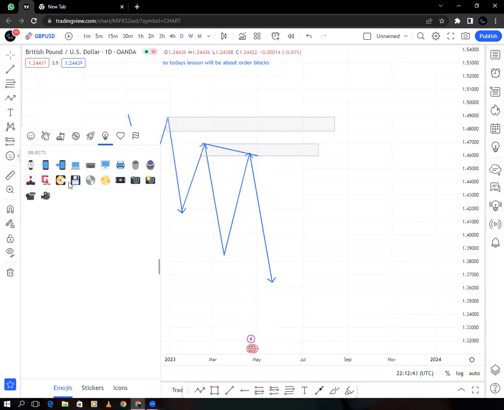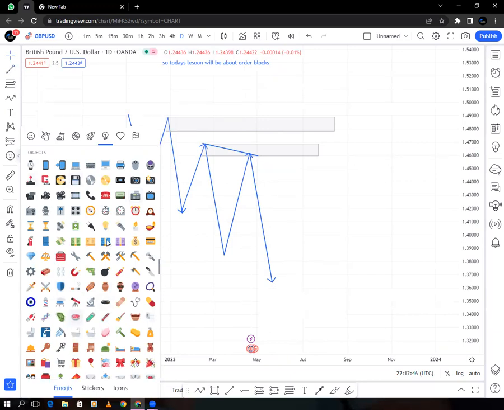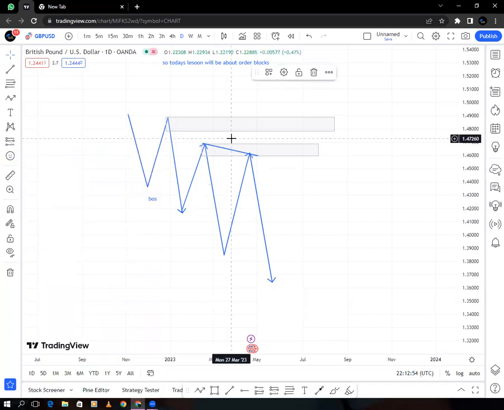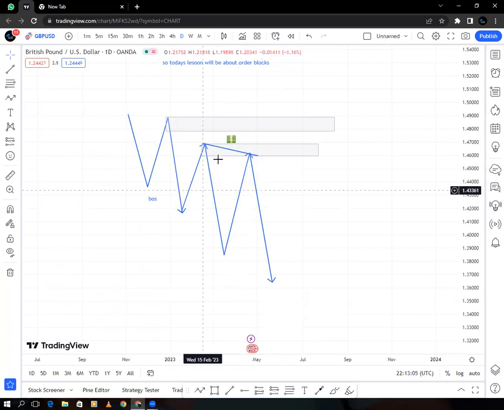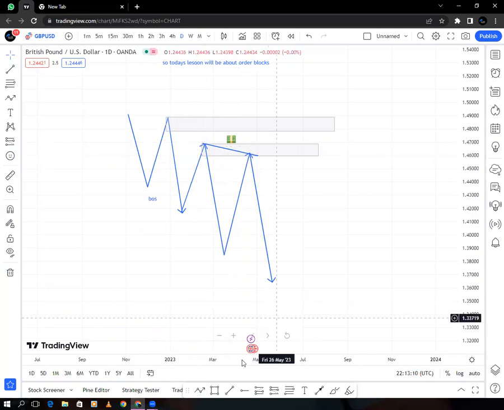Wait a minute, let me find something to represent my liquidity. Let me put the cash or the dollar sign here. This cash bar represents my liquidity area. Since we have these equal highs, I'm expecting them to be swept in order for me to trade at this level. So let's say you place your trade here. You're expecting another order block at this area.